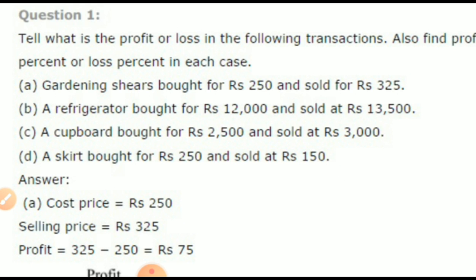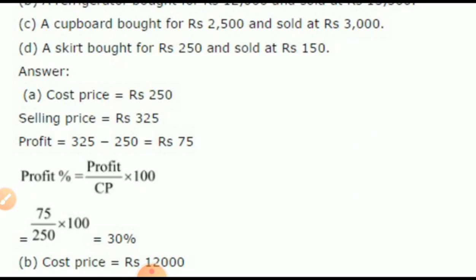Second, B. A refrigerator bought for rupees 12,000 and sold for rupees 13,500. The shopkeeper adds something more to this amount, so the selling price is more, which means a profit. Next, a cupboard bought for 2,500 and sold for rupees 3,000. In the same way, a skirt bought for 250 and sold for 150. Here selling price is less than cost price, so it is a loss.